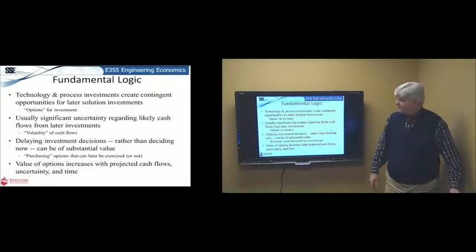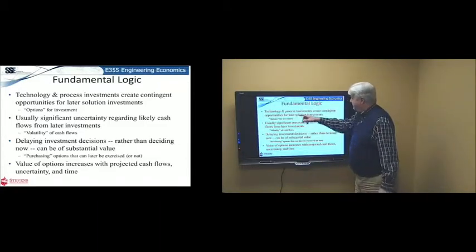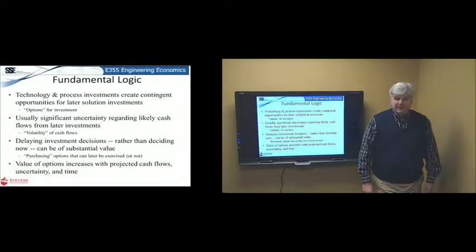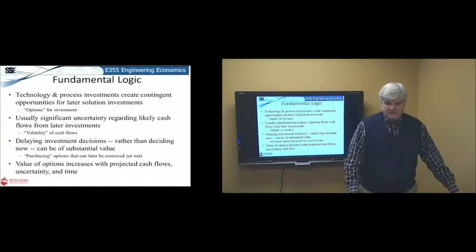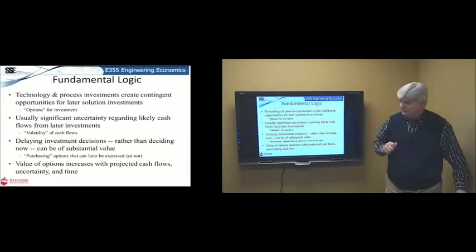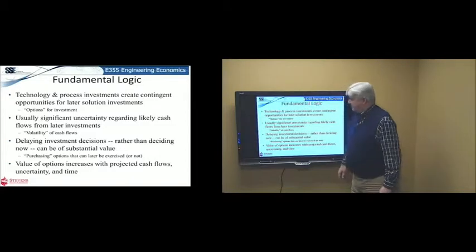So here's the fundamental logic. Technology and process investments create opportunities for later solution investments. There are options for making a much bigger investment and putting it in the market. So you've bought an option that gives you the right to enter the market, but not the requirement. That's crucial. There's usually significant uncertainty regarding likely cash flows from later investments.